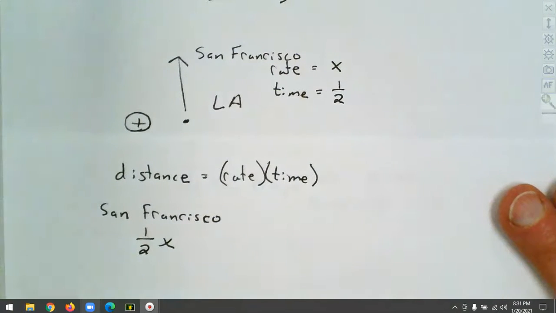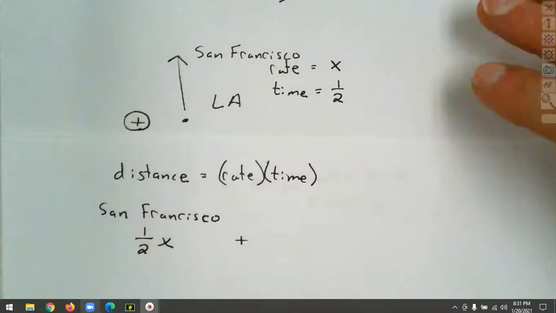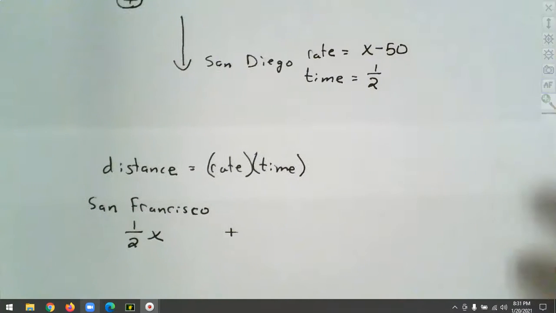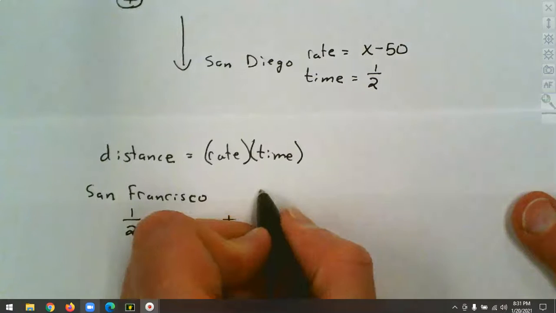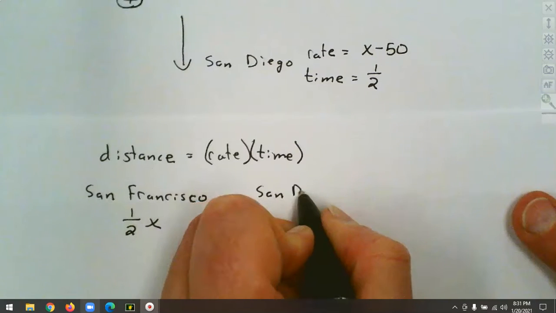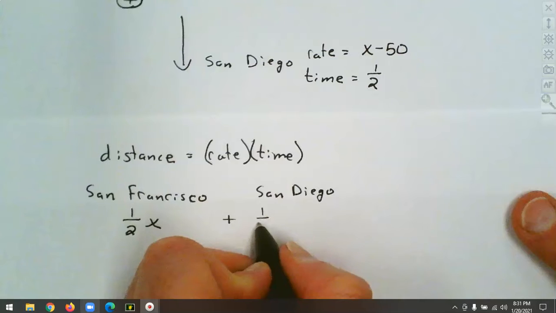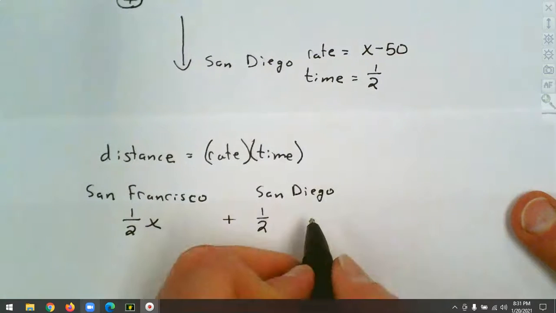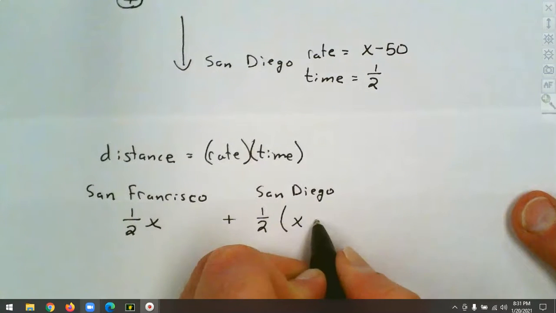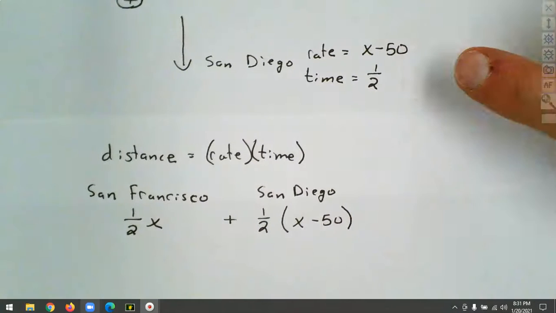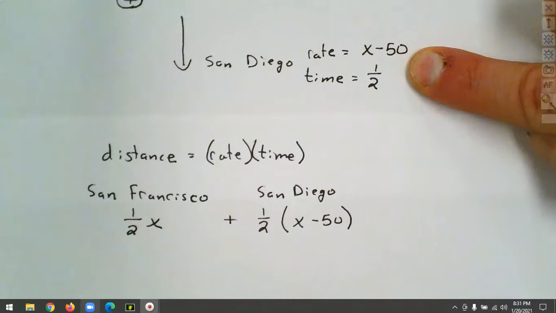What about the San Diego plane? Well, let's look at that. And the San Diego plane is 1/2 for the time, and the rate is x minus 50. Is everyone okay with that? That's just those two put together. I think this is the easiest way to work these out.